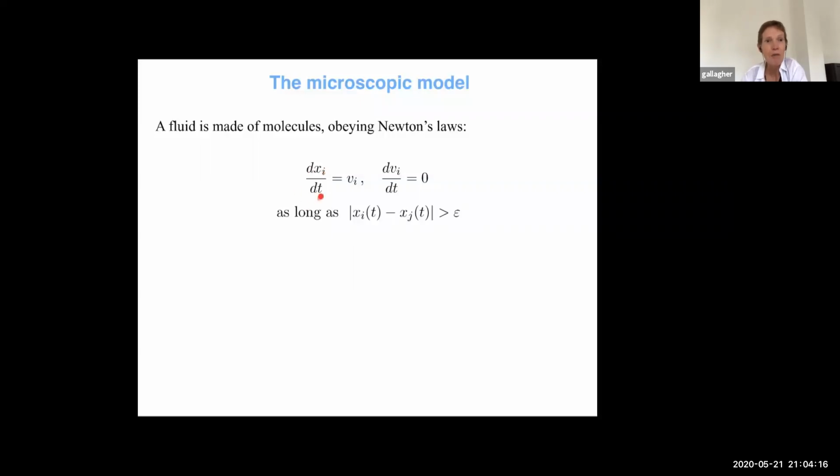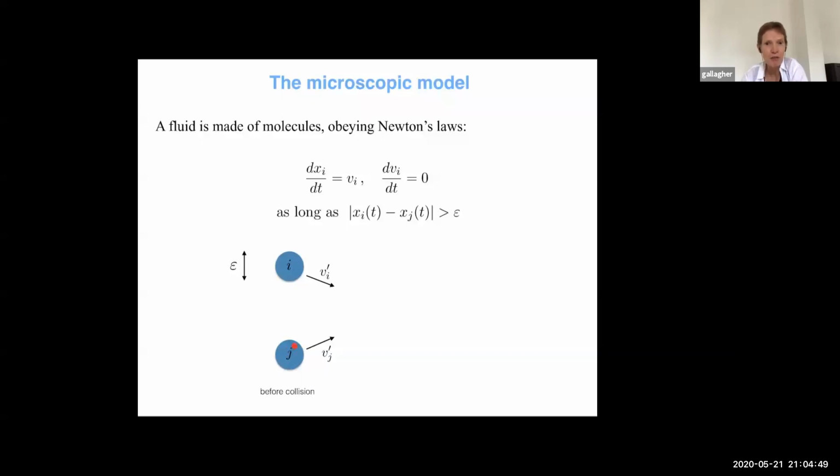So the time derivative of the position, of course, is the velocity. And I'm going to assume here that the time derivative of the velocity is 0, meaning there are no exterior forces on my model. So it's really the simplest possible model you could think of. There's no acceleration, okay? Now, of course, this holds as long as my particles don't touch each other. And epsilon here is going to be the diameter of my particles. Okay, so particle number i has to be at a distance at least epsilon from particle number j, and this is for all i different from j.